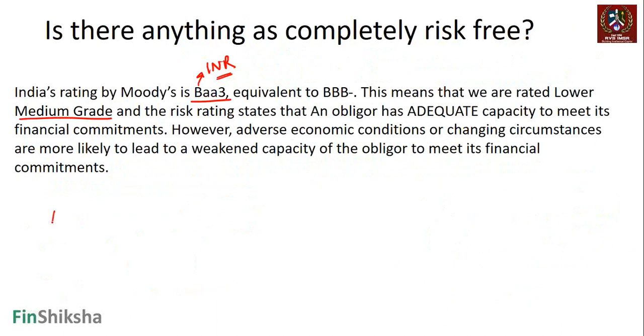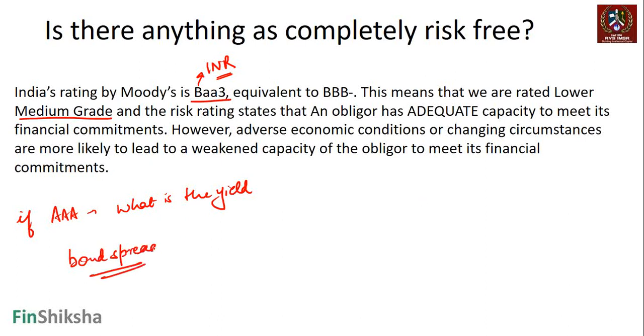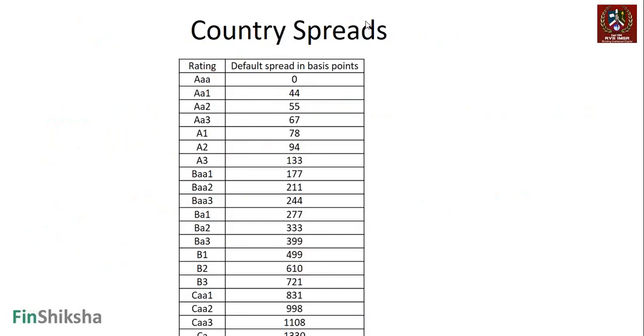So we try and find out, if there is a AAA bond, what is the yield on that bond? If India's bond was AAA, what would have been the yield on that? How do we do that? We find out generally what the bond spreads between countries are. We find out the bond spread between, let's say, a AAA and a BAA3. What is the spread between these two? Now usually the spread is about 2.4 or 2.5% as per the table. This table is a collated average default spread in basis points. 1 basis point is 0.01%.